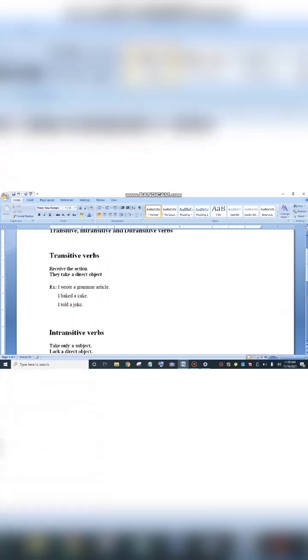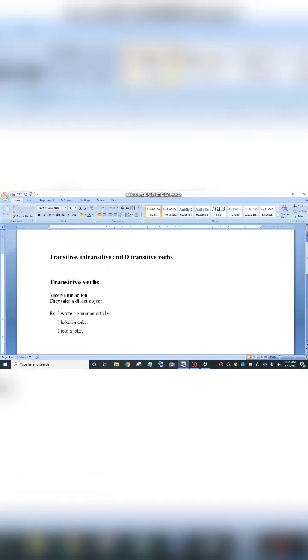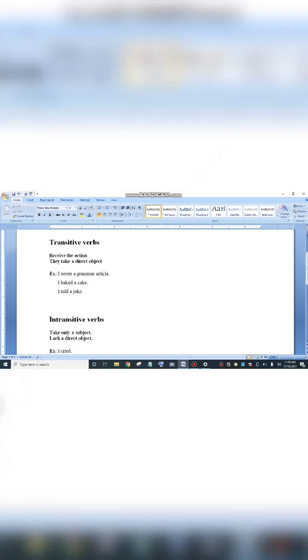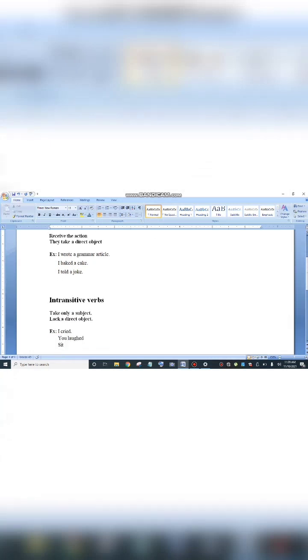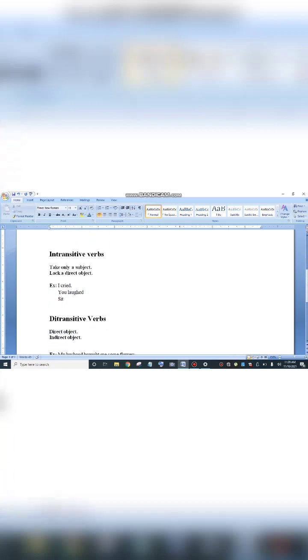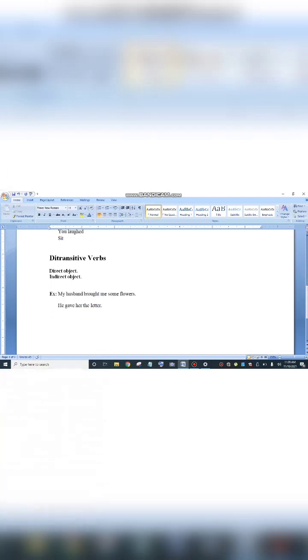Got the idea? So the transitive, intransitive and ditransitive in simple words are those. Transitive verbs always receive the action and take a direct object, like I told a joke. Intransitive verbs are those which take only a subject and lack a direct object. Ditransitive are those verbs which take two objects, like indirect object and direct object.